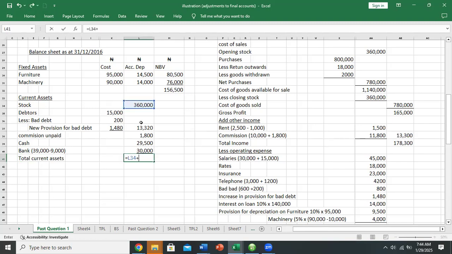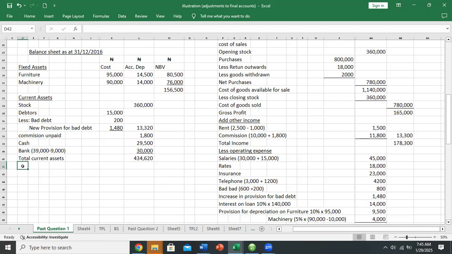In assembling your current assets, these are the things you have to pay attention to. The closing stock most of the time has no adjustment on it, but for debtors, check for bad debt and provision for bad debt. Then you go for your prepaid expenses and accrued income from your additional information. Bring those that are there. In this question, we didn't have any prepaid expense, so we didn't bring it.